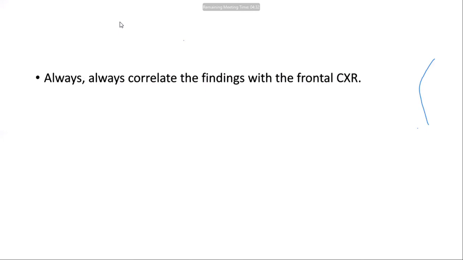And number 6, not the least, always correlate the findings with the frontal chest X-ray. As a normal rule, we always ask the patient to do a frontal chest X-ray, and if we have suspicions, to be clearer, we go for a lateral chest X-ray. The most important thing is that with the advance of chest CT scan, the art of the lateral chest X-ray is almost forgotten. If you do not see a lot of lateral chest X-rays, it is difficult to understand their pathology. So in a resource-constrained country like ours, we still have to have some expertise in lateral chest X-rays. So I will conclude here.